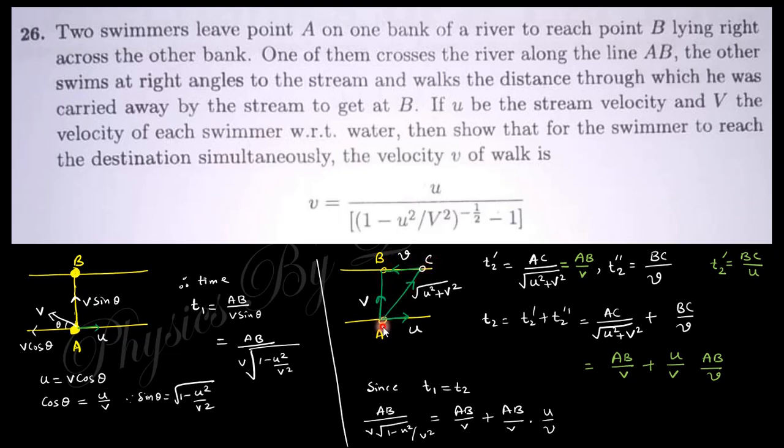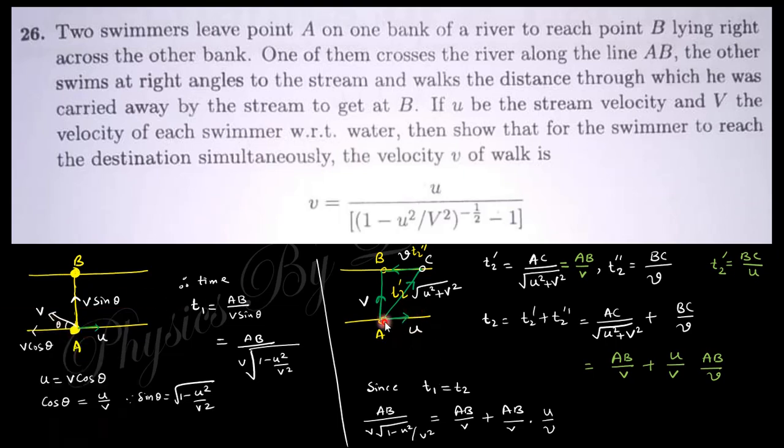This happens with the two components of velocity, u and v. Along v, the time will be this distance by that velocity, and for the distance BC the time will be BC by the velocity of the swimmer. You can see this displacement occurs due to this velocity, so this velocity into time will be BC. So this is t2 prime, the time from A to C, and this time will be t2 double prime.